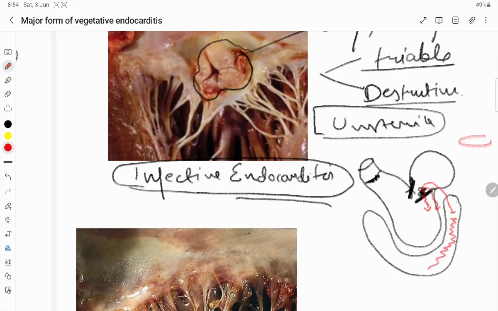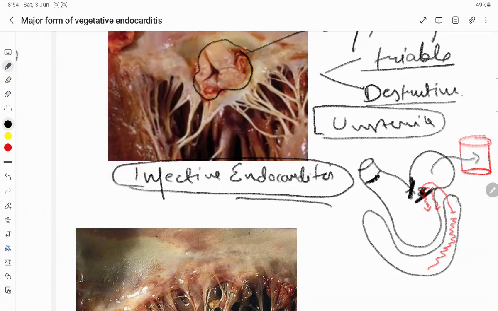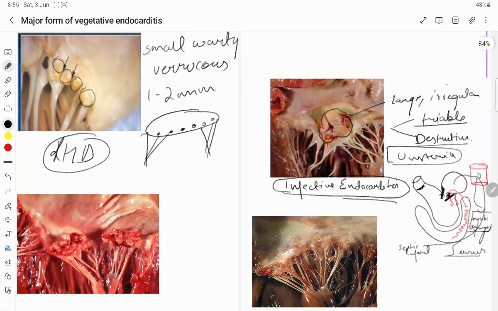Not only this, it can go into the systemic circulation. When it goes into the systemic circulation, it can lead to two things. It can lead to a mycotic aneurysm. The name mycotic aneurysm is actually a misnomer. By name it refers to an aneurysm due to some mycotic organism, that is fungus, but it is actually because of Staph aureus, which is also the organism that causes infective endocarditis. Not only this, the organism reaching the blood also causes a septic infarct. So this is what is seen in infective endocarditis.